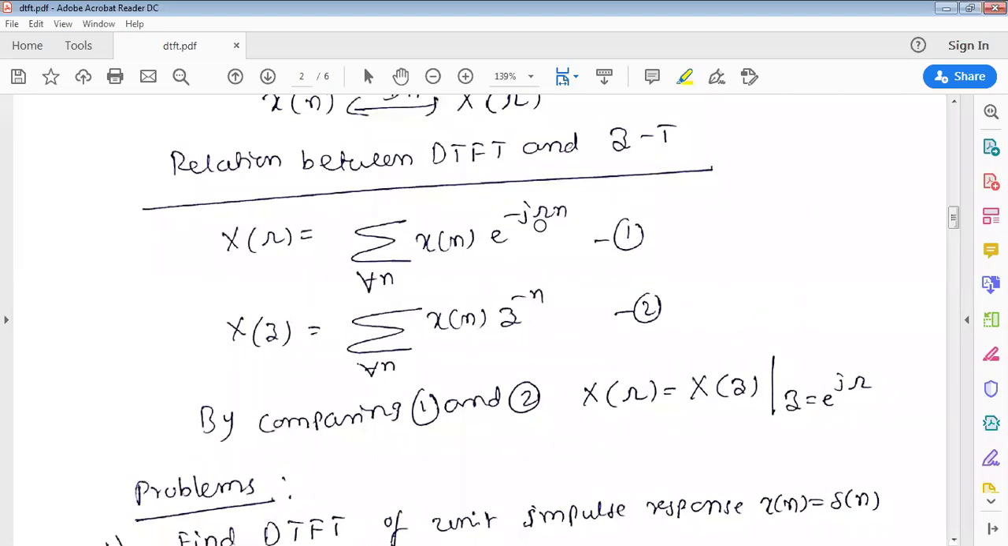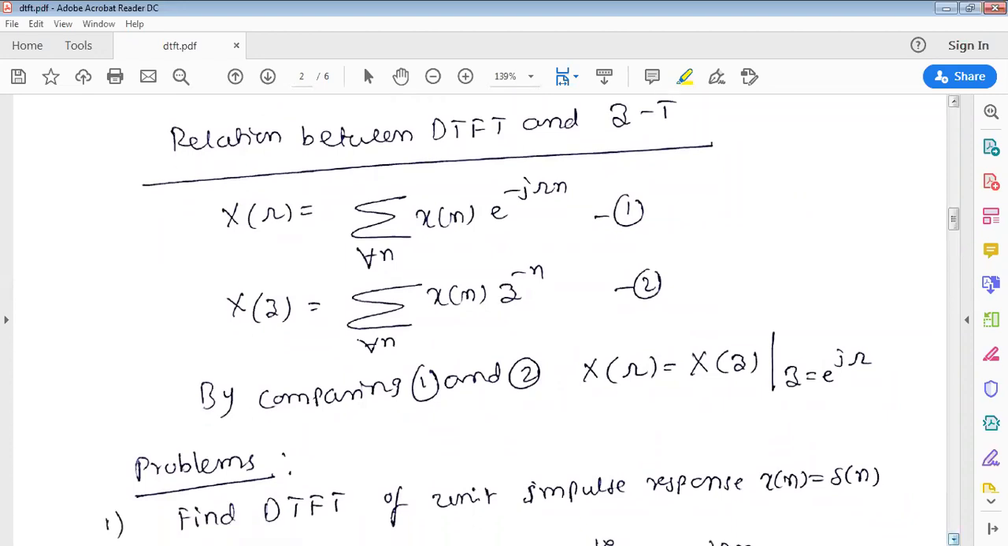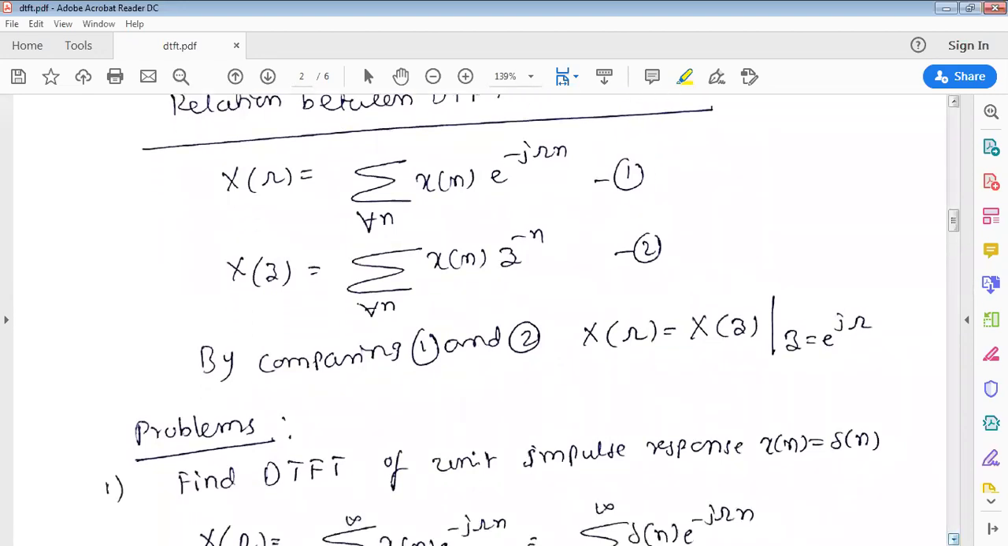If we replace z by e power j omega in equation 2, then it will become equation 1. So Fourier transform can be converted to Z transform, or Z transform can be converted into Fourier transform. If you know X of z, you can directly convert it into X of omega by substituting z equal to e power j omega. But if you know X of omega, that can be converted into Z transform by substituting z equal to e power j omega.